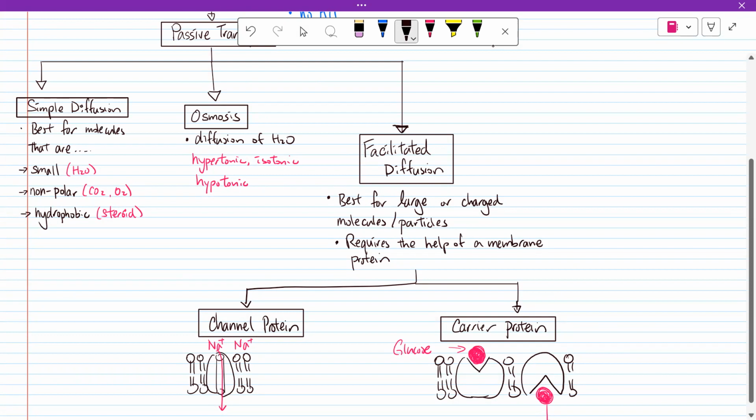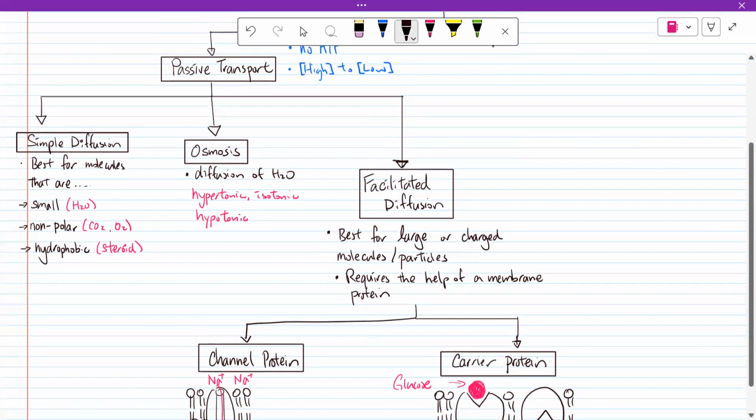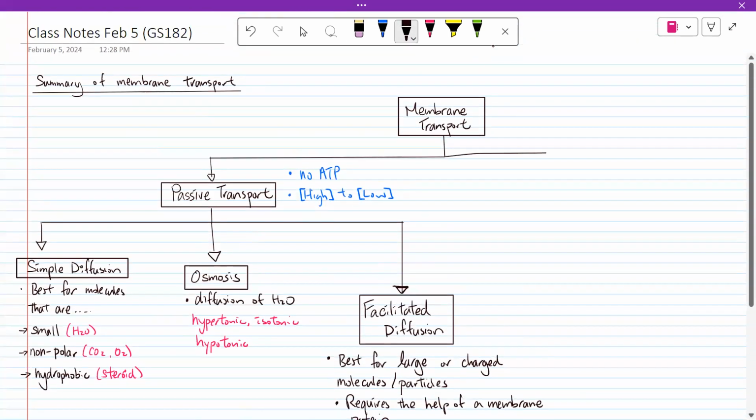Vincent, is Na plus an example of channel proteins? No, Na plus is an example of something that is transported through the channel protein. Okay, good question.